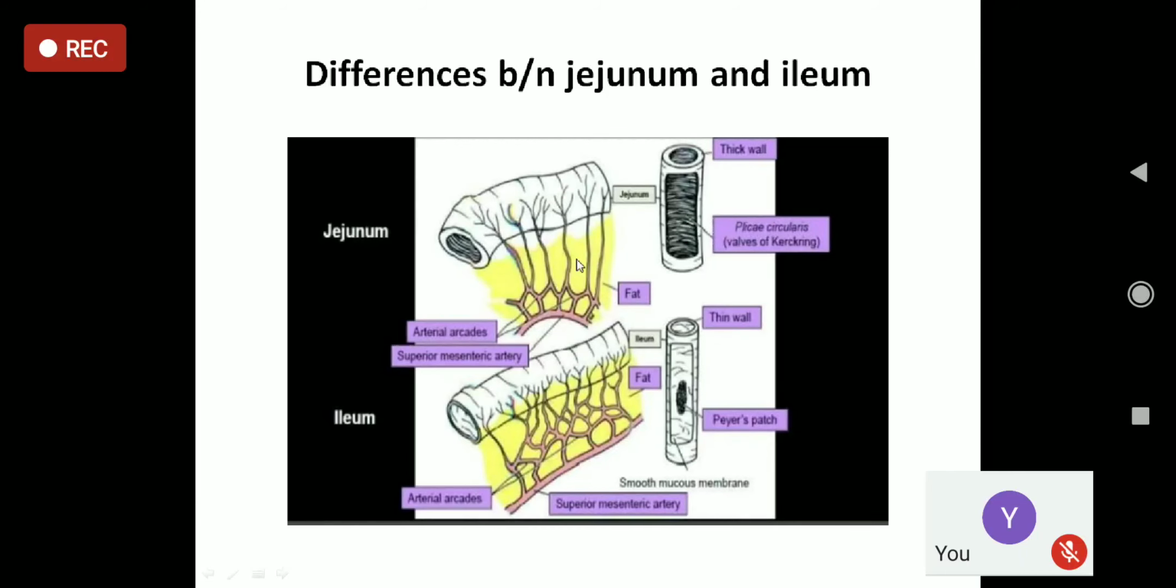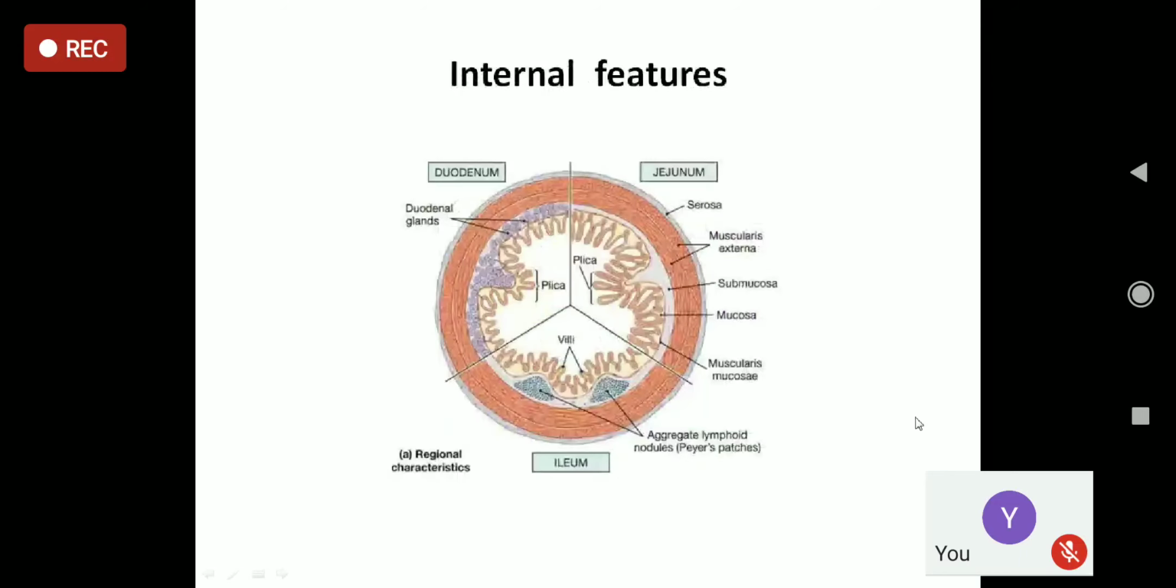Now see the distribution of fat within the mesentery of the jejunum. As it is distributed along the root of the mesentery, you can find the translucent windows here. In the ileum, as it is uniformly distributed along the whole breadth of the mesentery, you will not find the translucent windows here. In the jejunum, you will not find the Peyer's patches, but in the ileum, you find the Peyer's patches. So that is the difference between the jejunum and the ileum.